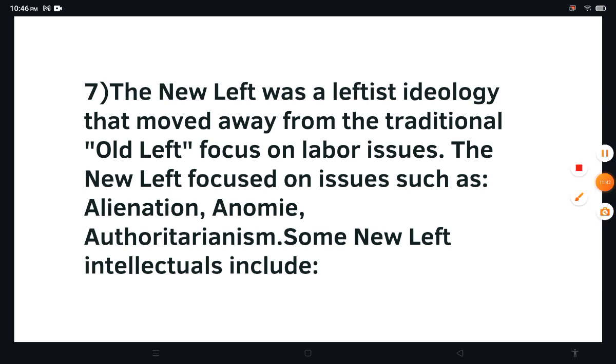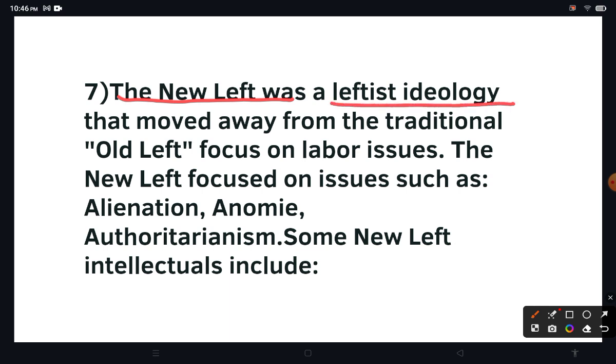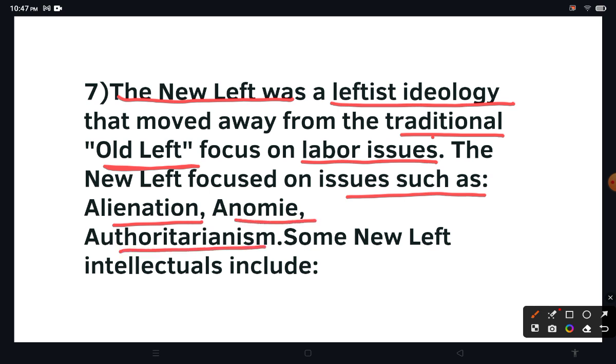So let's see our seventh point, which is the New Left. We had already talked about the Frankfurt School and the New Left. They are both related to cultural studies, the beginning of cultural studies, how cultural studies came. So now we are going to talk about the New Left, and Raymond Williams and Richard Hoggart are both associated with this. The New Left was the leftist ideology that moved away from the traditional old left focus on labor issues. The New Left focused on issues such as alienation, anomie, authoritarianism.